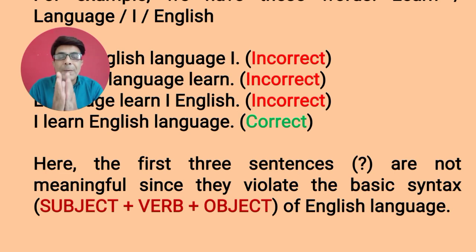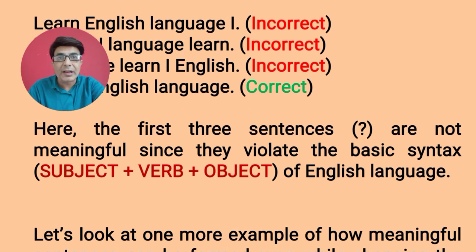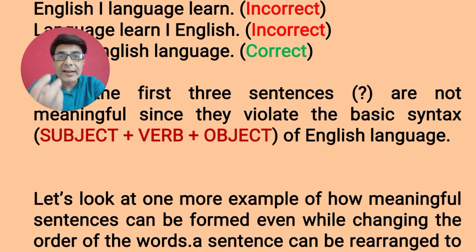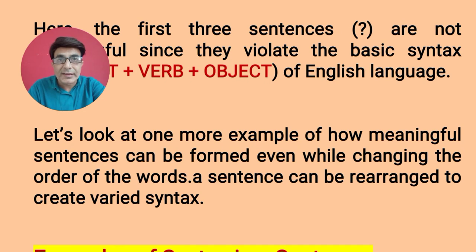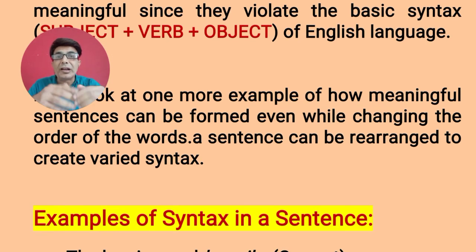So when you are following this pattern of subject, verb and object, it is called the correct pattern, the correct syntax of the English language. And when you are constructing sentences in this manner, it is called a correct and meaningful sentence. Okay, now let's look at some more examples of how meaningful sentences can be formed while changing the order of the words in a sentence, and a sentence can be rearranged to create different syntax.